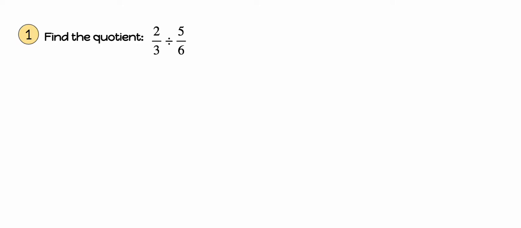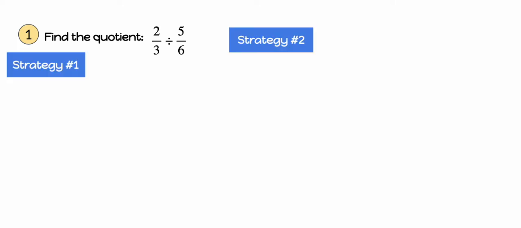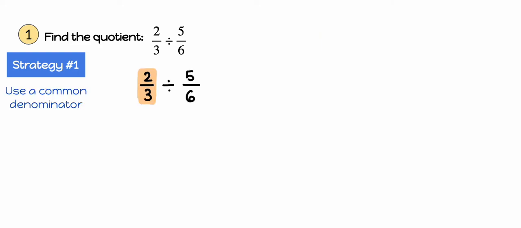All right, so what we're going to do here is find the quotient. So quotient just means to do division. So we're going to do 2/3 divided by 5/6. There are actually two strategies that we can use to divide. We're going to go over the first strategy.